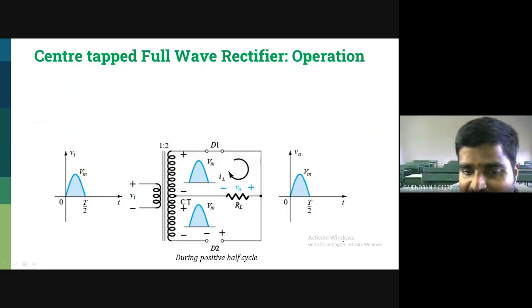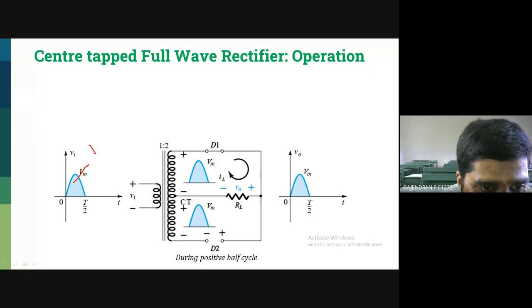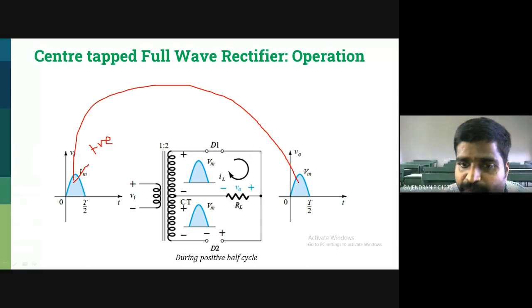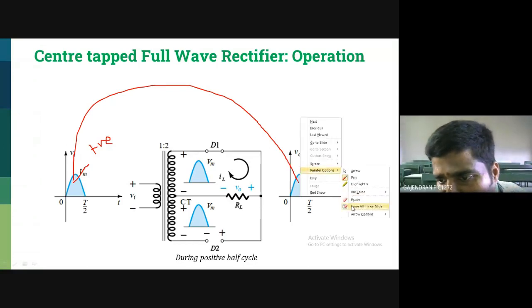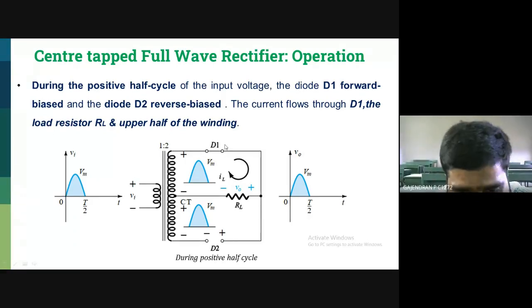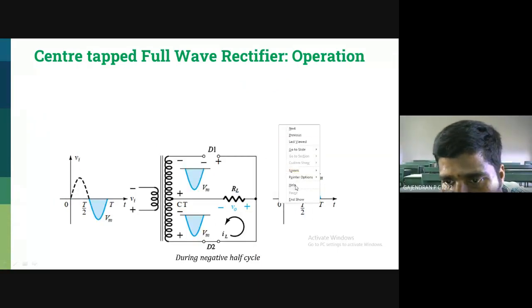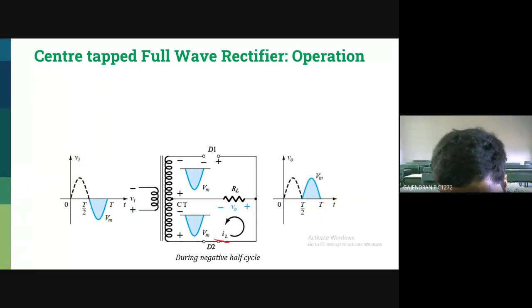Okay, please take a screenshot of this one. Please take a screenshot of this one. In the second cycle, this is during the first positive half cycle. So the positive half cycle is the same positive voltage. Let me see the negative half cycle, what happens. The theory content is given just above the circuit diagram. During the positive half cycle, diode 1 conducts, diode 2 doesn't conduct. During the second half cycle, diode 2 conducts, diode 1 doesn't conduct.